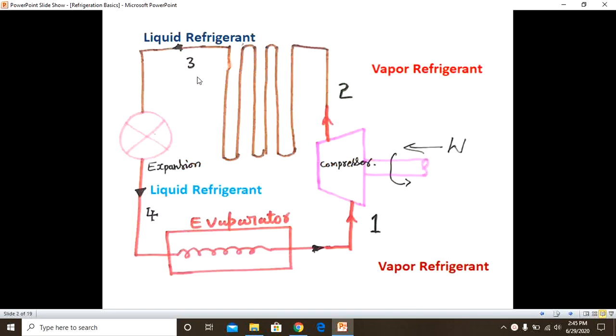See, this is the schematic sketch of the refrigeration system. The refrigeration system consists of four parts. Very important parts are the evaporator, compressor and expansion device. From 4 to 1 it will be evaporated, and then from 1 to 2 it will be compressed, and from 2 to 3 it will be condensed in a condenser and converted into liquid refrigerant. Liquid refrigerant will be expanded in the expansion device into low pressure, low temperature refrigerant. Again it will be circulated in the cycle.